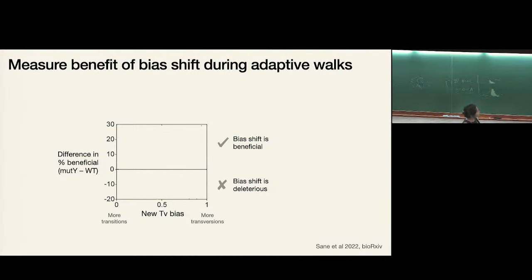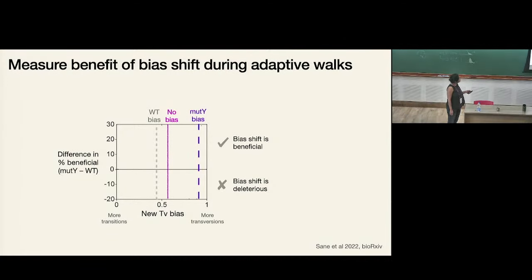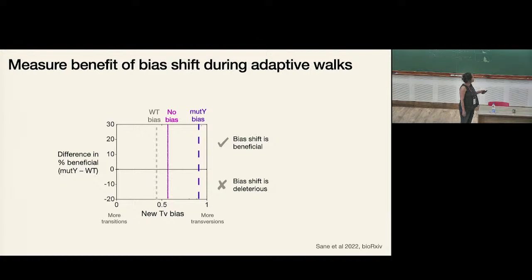And the difference is plotted so that any positive values here are going to indicate that the MUT-Y strain has a benefit, in the sense that it has more beneficial mutations compared to the wild type at that point in time. And negative values would mean the opposite. On the x-axis is the bias shift that we're simulating. On the left would be more transitions, right is more transversions. And to orient you, this is the no bias situation in pink, right, where 66% of mutations would be transversions. Here's the wild type bias that already exists, which is, like I said, biased towards more transitions, right?